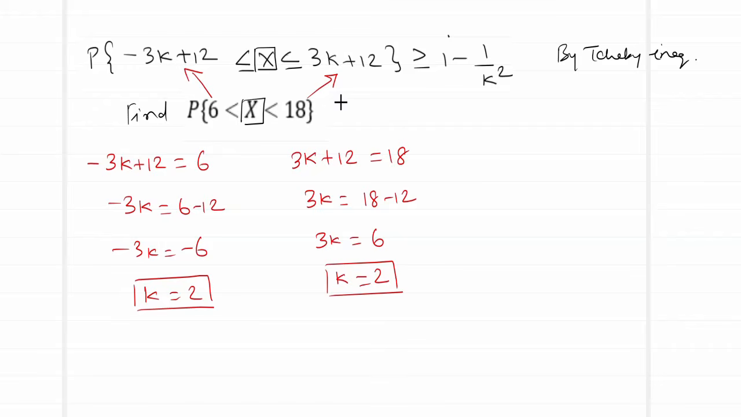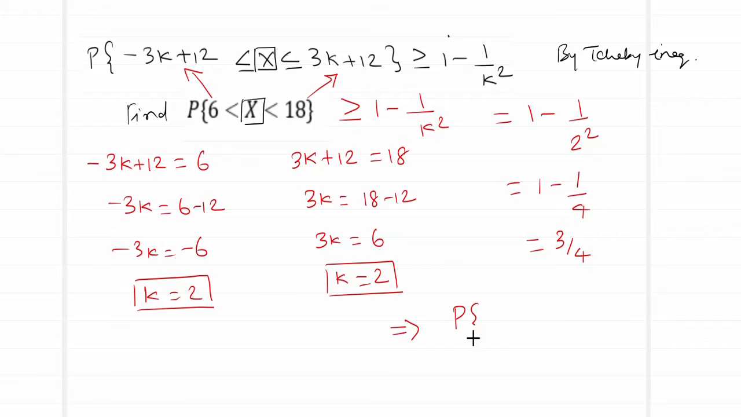Hence, by Chebyshev's inequality, the probability of 6 less than x less than 18 has to be greater than or equal to 1 minus 1 by k square. So this will be 1 minus 1 by 2 square. So it is 1 minus 1 by 4. What is the answer for 1 minus 1 by 4? This gives me the answer as 3 by 4. Hence, I obtain that the probability of 6 less than x less than 18 has to be greater than or equal to 3 by 4 using Chebyshev's inequality.